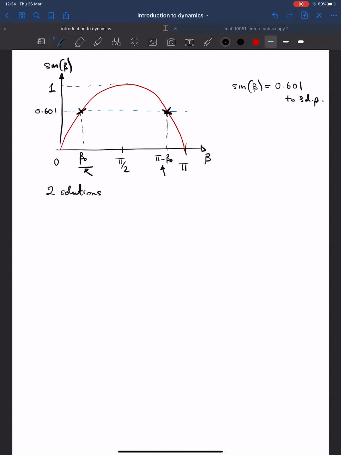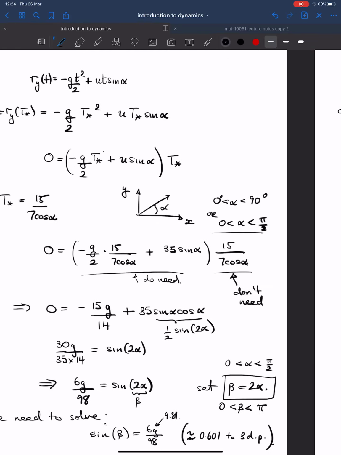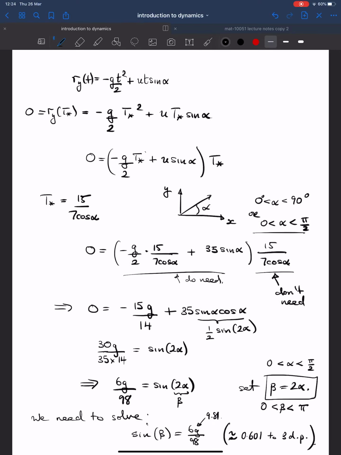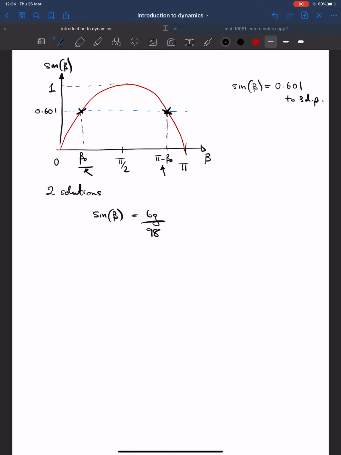So let's return to the equation. I'm going to do everything in the exact form now. So this is sine beta equals 6g over 98, I hope. Right, so my beta 0, the solution to this, the one that the calculator gives, typically it will give you the answers between minus pi over 2 and pi over 2. So calculator gives this.